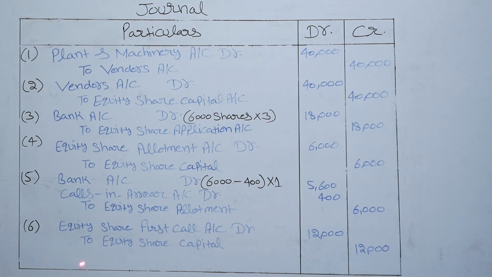Next entry on first call due. So entry will be equity share first call account debit to equity share capital. So 6,000 into 2 rupees per value of share on first call. So in this way we get 12,000 debit and 12,000 credit.